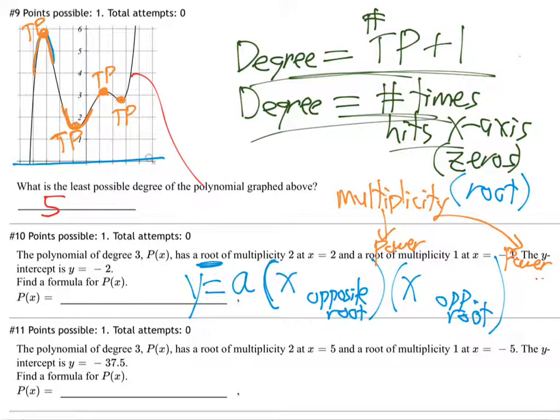So let's do it. First off, they say a root of multiplicity 2 at x equals 2. So I take the x equals positive 2, and I'm going to put negative 2 in the parenthesis. Is that making sense so far? The opposite. If they'd said negative 2, I would have put positive 2.